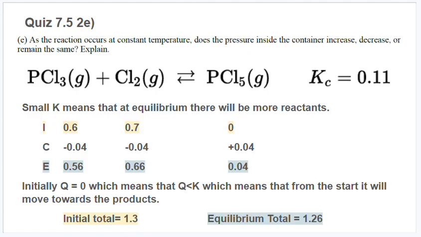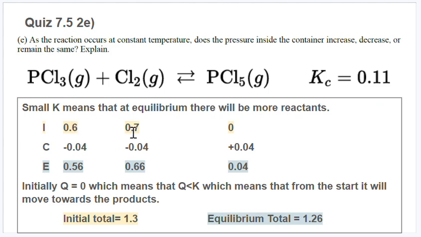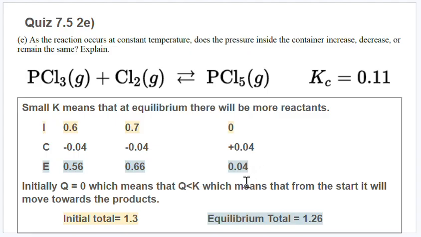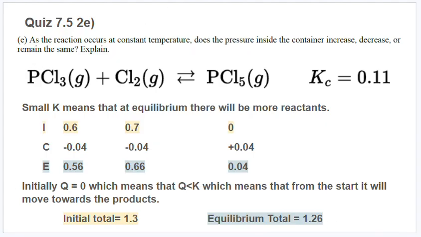Now, if we talk about Q, the initial for Q is 0, which means that K is greater than Q, which means that we're going to move towards the products. And so as we move from a situation with 2 moles down to 1 mole, then we have lost some pressure. And I felt like that's another way that we could think about this logically that could help us wrap our heads around it. And I just felt like the way that I described it was confusing, and I didn't want you guys to be confused on this one.